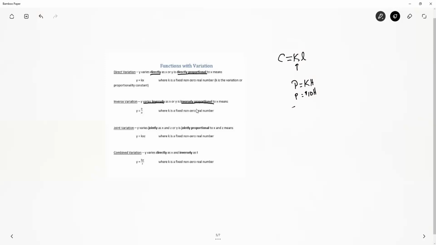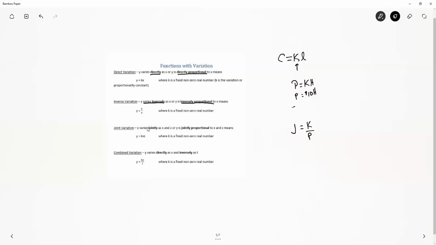Okay. So if I said J is inversely proportional with P, we're still going to have the K in the numerator because that's that fixed non-zero constant. And our P will be in the denominator.